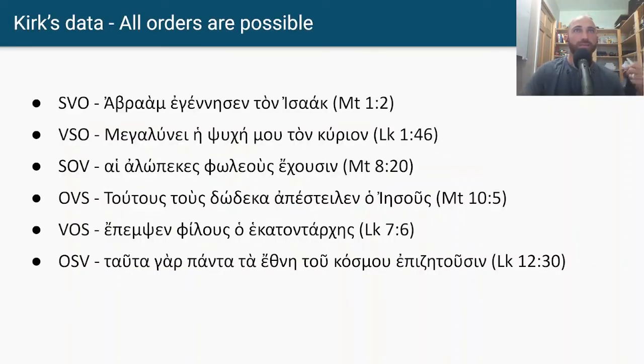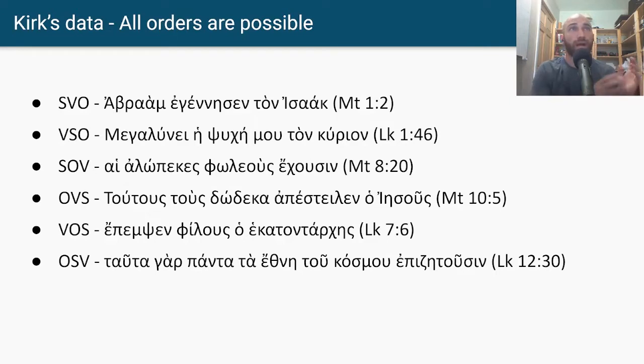So she begins by noting, like we've said, that every order is possible. This is an important point because this is not common. It's not necessarily the case in every language. Certainly not in English, that you could have every order between subject, verb, and object attested. So she gives examples. SVO, Matthew 1:2, Abraham genesen ton Isaac.